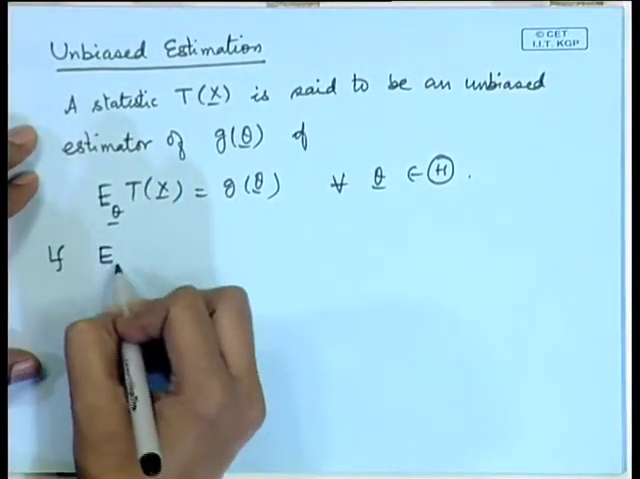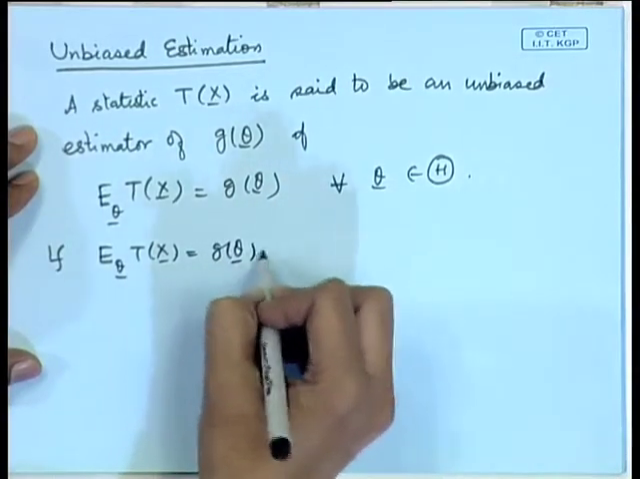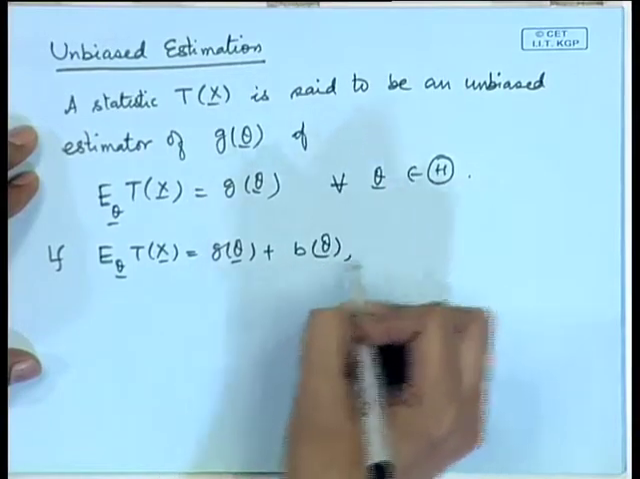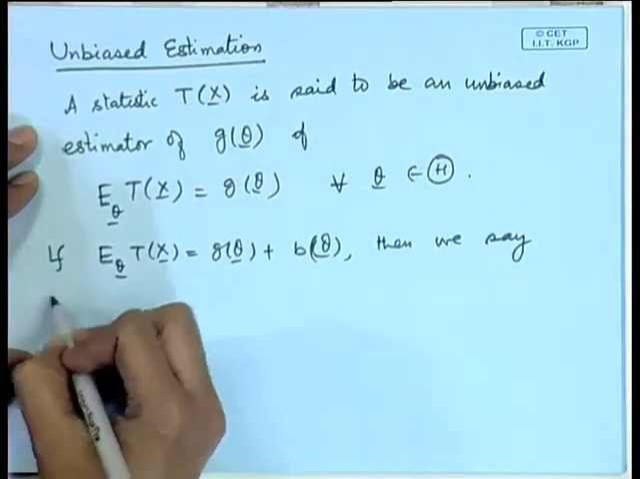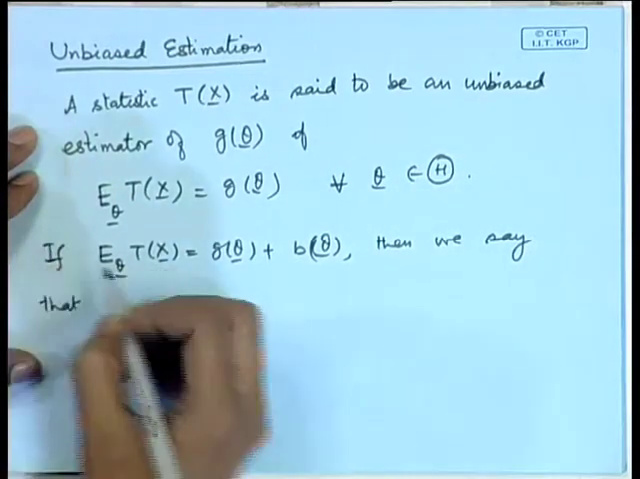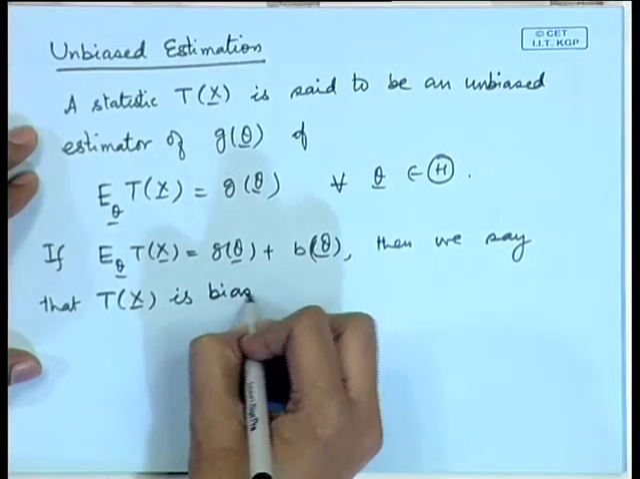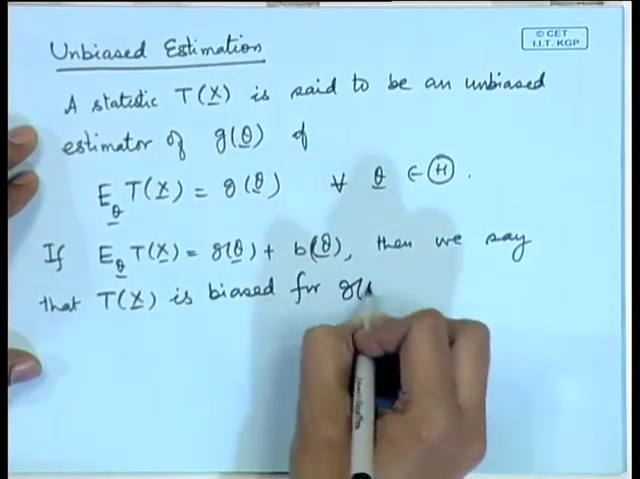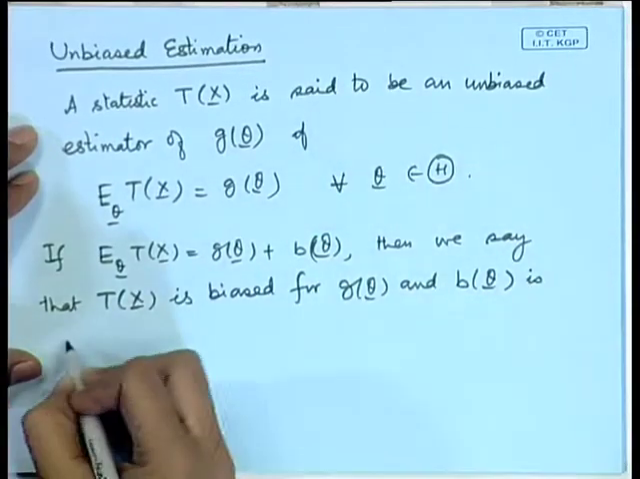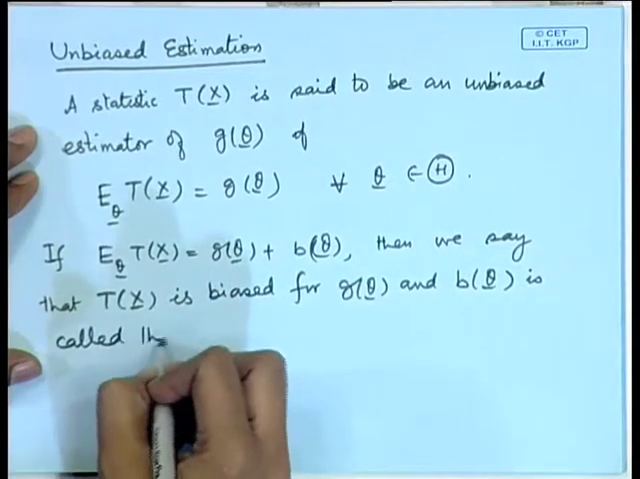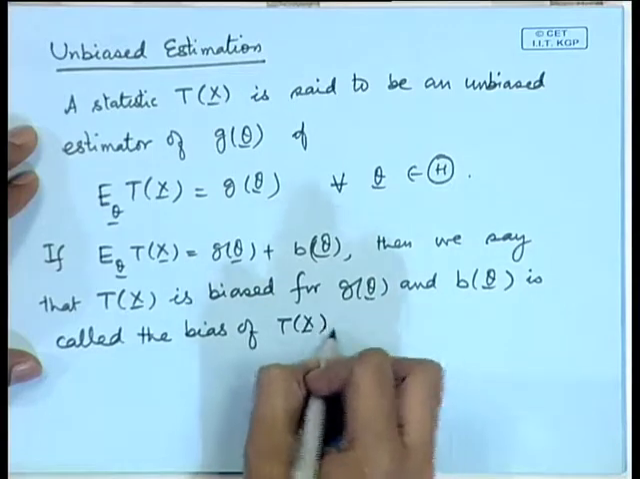If it is not equal, then it may be equal to some value, say g theta plus some b theta. Then we say that T x is biased for g theta, and b theta is called the bias of T x.